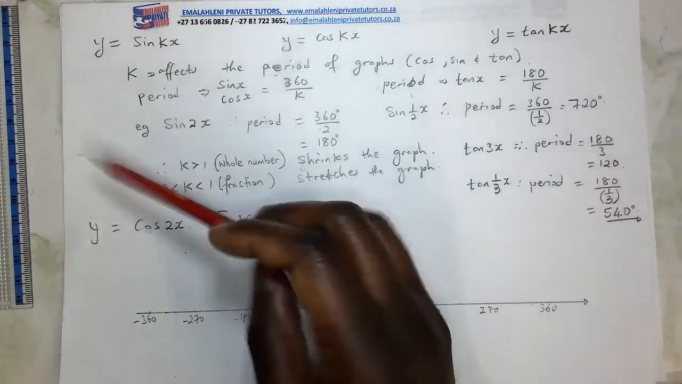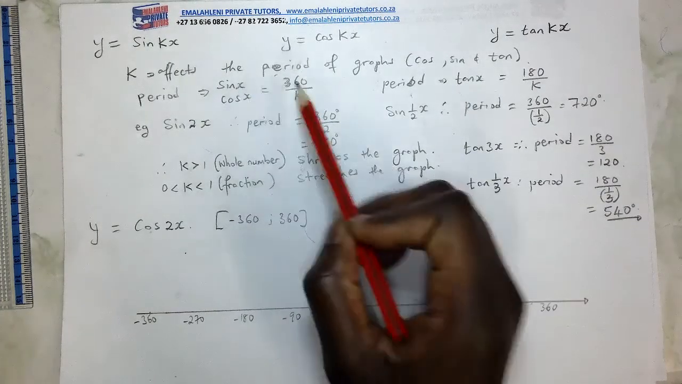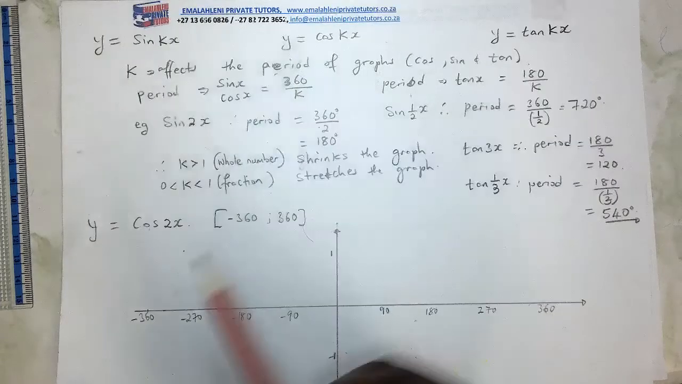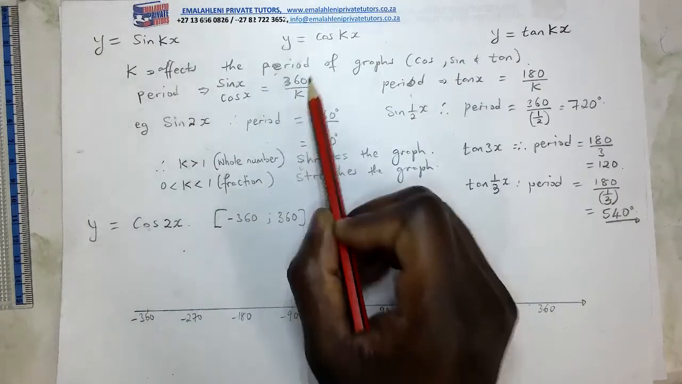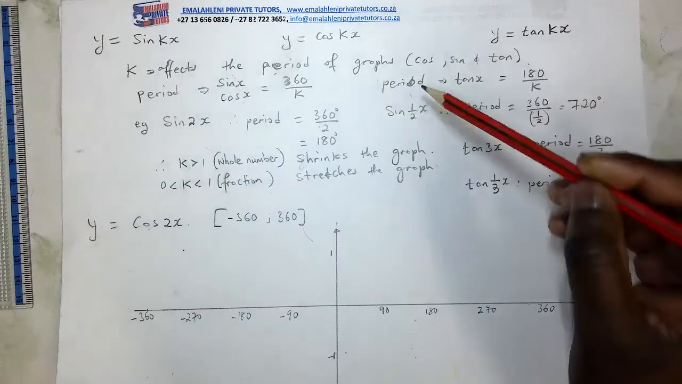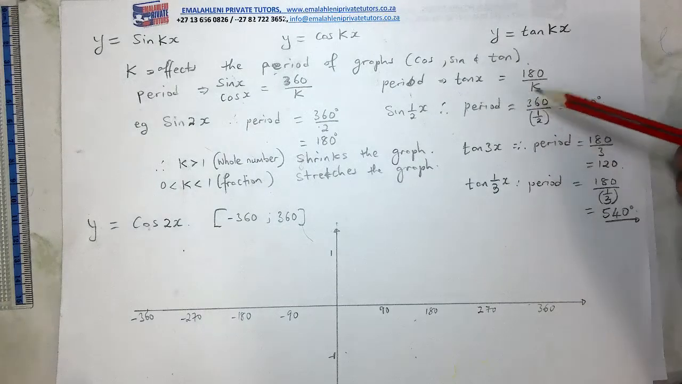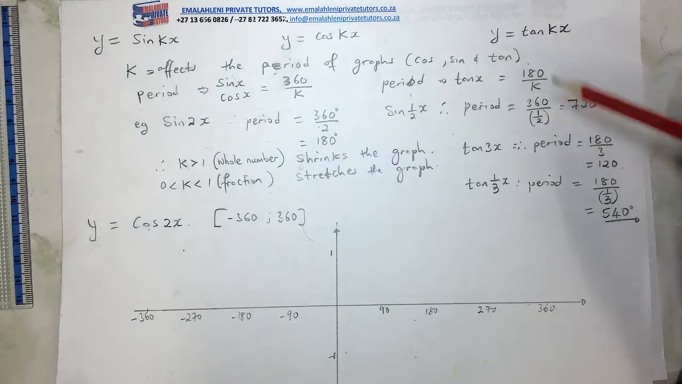And how do you get the new period now? When we have kx, k can be any number, can be 2, can be half, can be any number. How do we get the new period? The new period is 360 divided by k, for sine and cos. Then for tan, we say 180 divided by k, because remember the period of tan is 180.